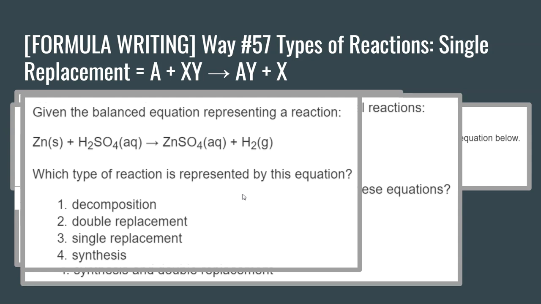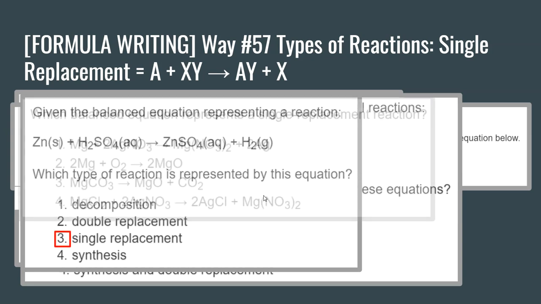Given the balanced equation representing the reaction zinc solid plus hydrogen sulfate aqueous yields zinc sulfate aqueous plus hydrogen gas, which type of reaction is represented by this equation? Note the before and after. Here we have hydrogen sulfate becoming zinc sulfate, which means that the zinc replaced the hydrogen and out popped the hydrogen gas. Therefore, this is an example of single replacement.